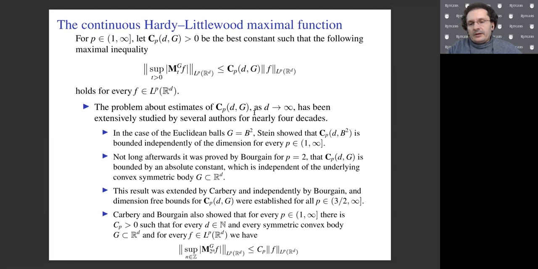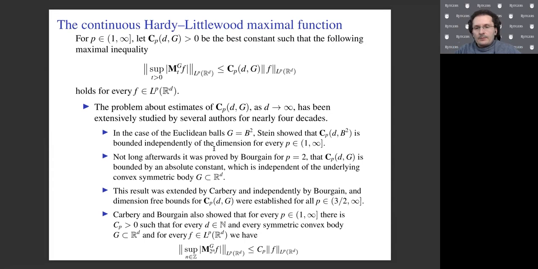And so let me start from the case of the Euclidean balls. And so in the 1980s, Eli Stein showed that the optimal constant in the Hardy-Littlewood averaging operator over the Euclidean balls can be taken independent of the dimension for every parameter between one and infinity.